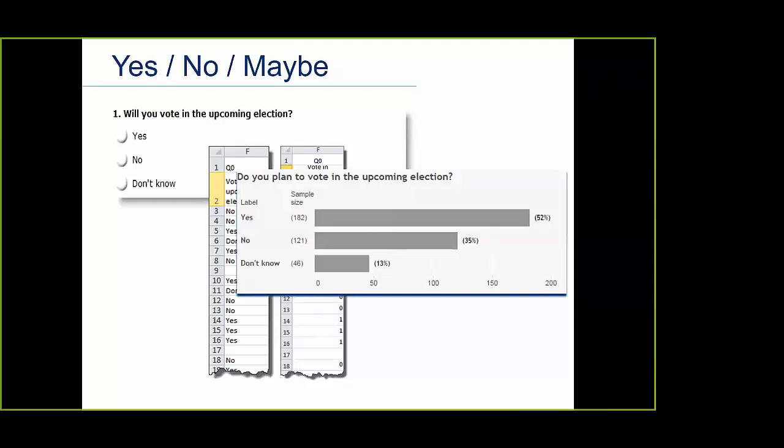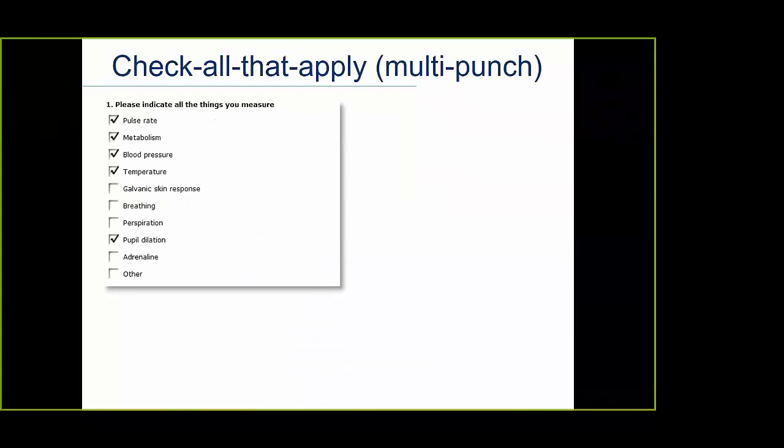Well, what about a multi-punch question? Check all that apply question. So please indicate all the things that you measured, check all that apply. And so I've got 9 or 10 things here, and in this case, the person has checked off 5. What does this look like in my resulting data?